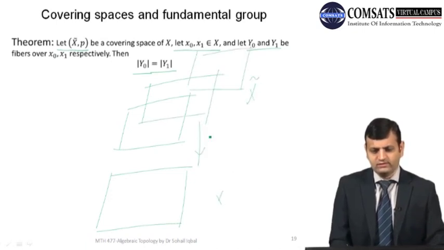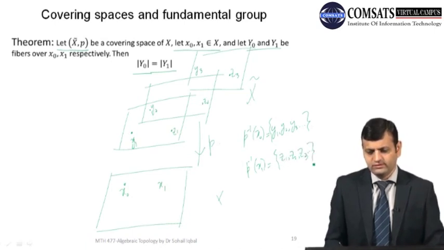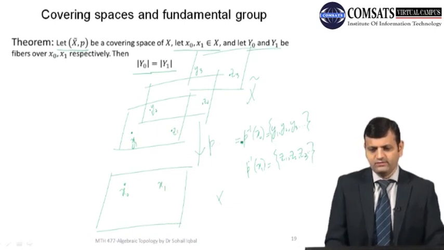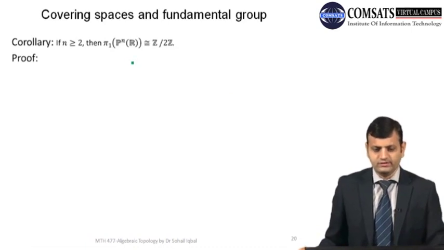Once again we have this covering space, we have this base space, we have a projection map, and we have two elements, let's call them x0 and x1. In the fiber above x0, let's call the points y1, y2, y3, and there will be a fiber above x1 as well, let's call it z1, z2, z3. So p inverse of x0 is equal to y1, y2, y3 and so on, and p inverse of x1 is equal to z1, z2, z3 and so on. So this says that if y0 and y1 are fibers, then the number of elements in y0 and y1 are always equal. Once again, this is an important result.